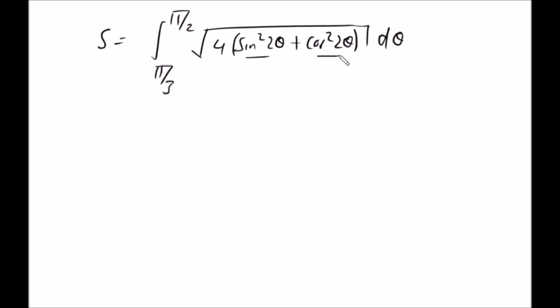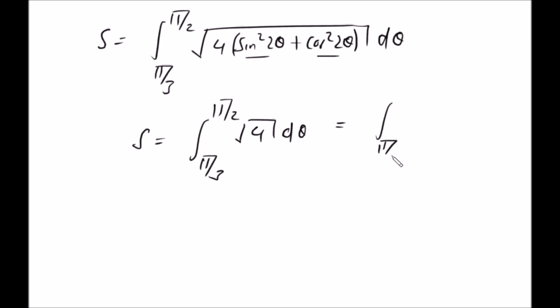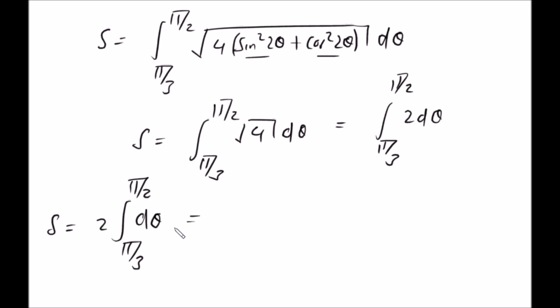So sin squared plus cos squared ni 1, kwa ndani nabaki tu na 4, so our length of an arc we integrate from pi over 3 to pi over 2 the square root of 4 d theta. So the square root of 4 is 2. Kwa hiyo itakuwa ni we integrate from pi over 3 to pi over 2 2 d theta. So tunaweza kuitoa nje kwa sababu ni constant, my s itakuwa ni 2 times integrate from pi over 3 to pi over 2 d theta. So integrate d theta, you only get theta from pi over 3 to pi over 2.